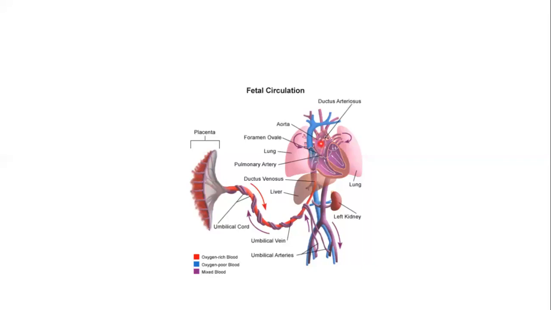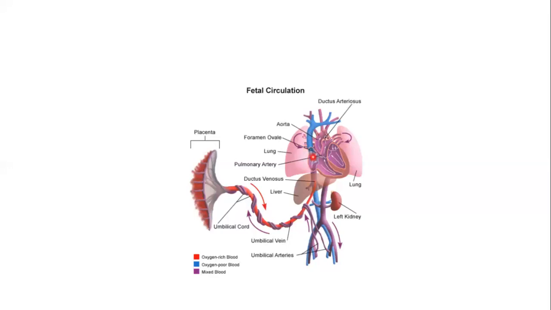From the left atrium, the blood goes to the left ventricle. From the left ventricle, the blood goes to the aorta. And then there is blood coming from the superior vena cava. So blood is coming from the superior vena cava. It goes to the right atrium.